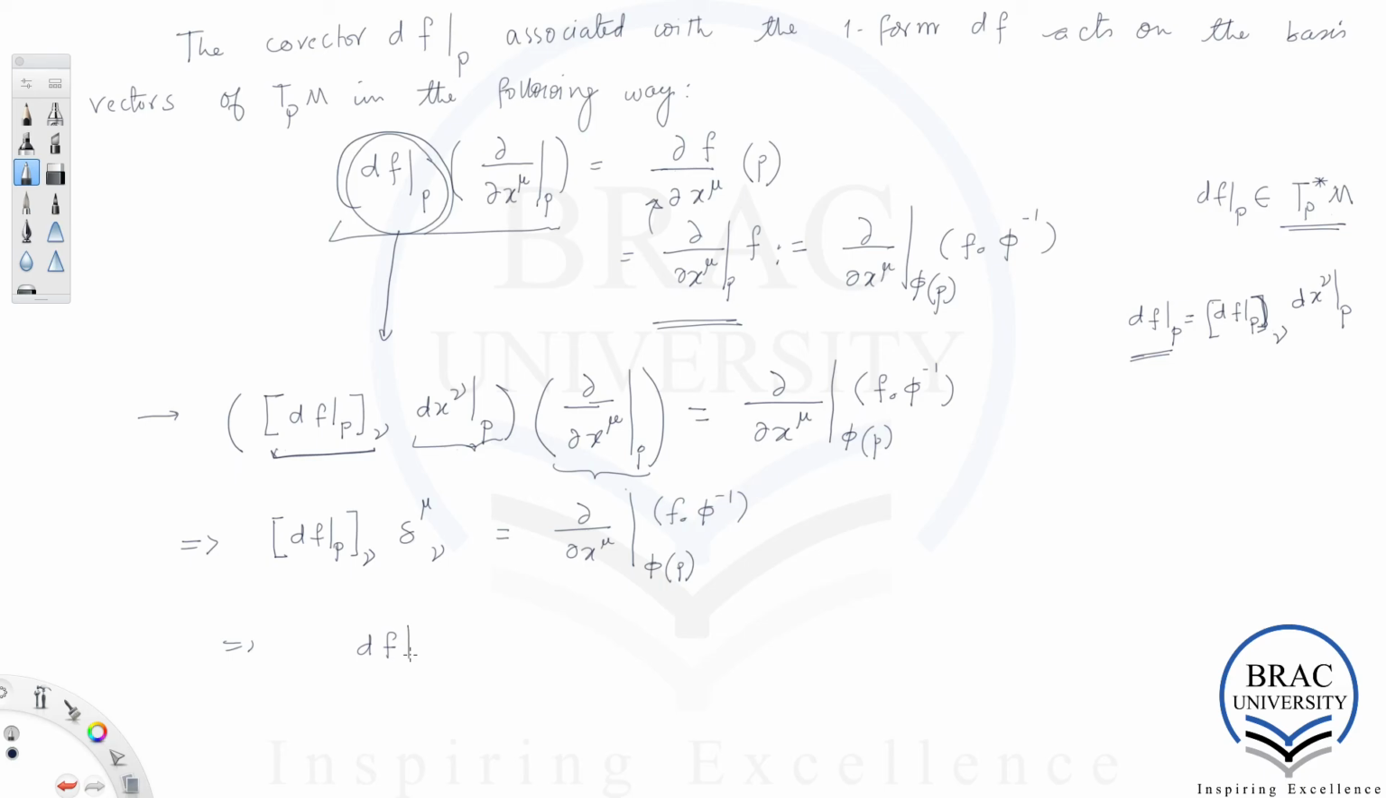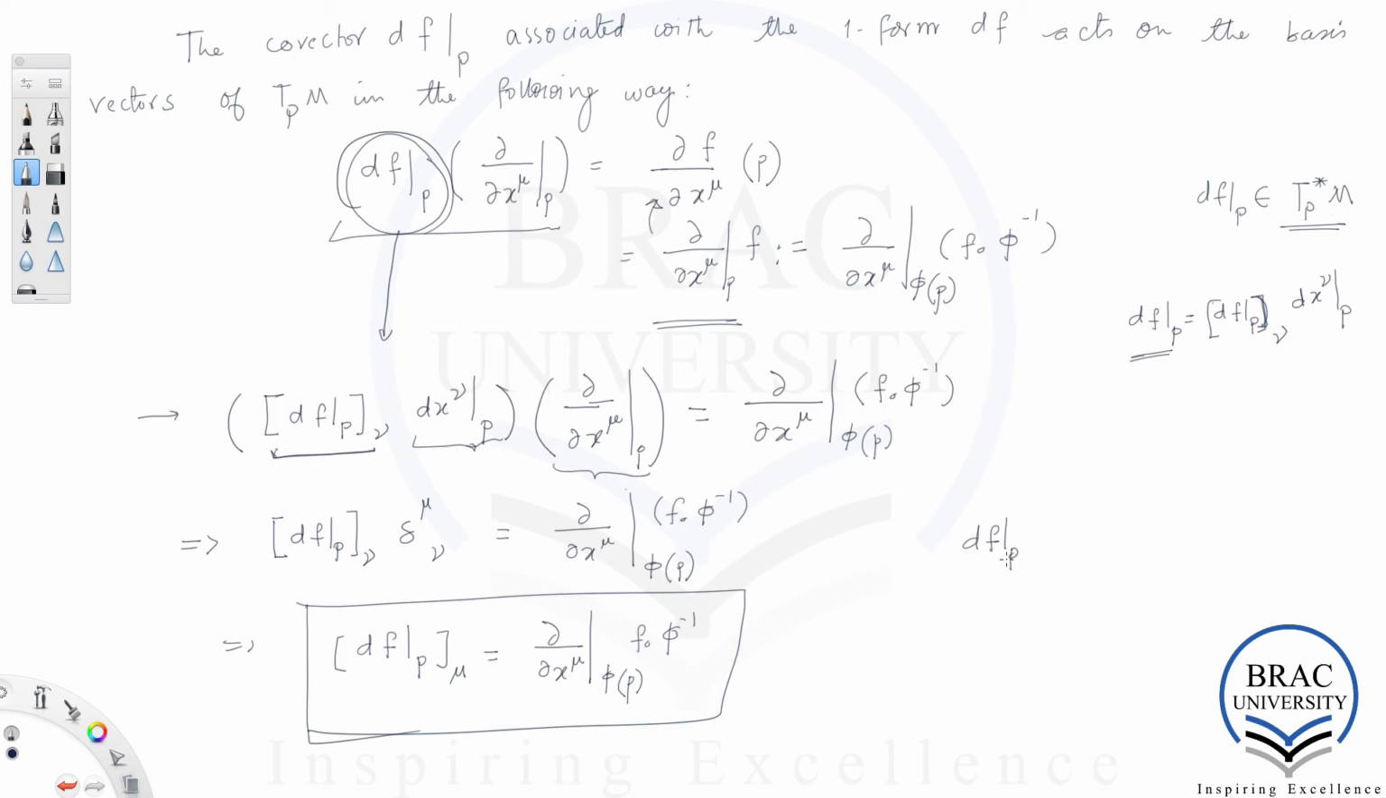So which means that the mu component of this covector df at p is going to be equal to del by del x mu at phi of p, f composed with phi inverse. Okay, good. So if I choose the covector corresponding to an exact one-form lying in Tp star M, and I basis expand it in this way, right? The mu-th component of this covector is this guy, and these are the basis elements. Then these coefficients are given by this expression.